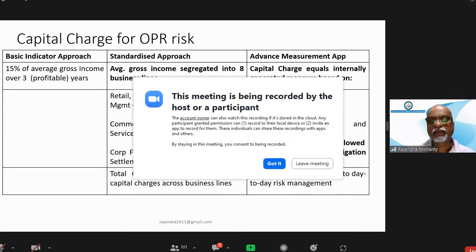Do not worry about this. In the examination, they will provide you the list with these 12%, 15%, 18% also. But for the basic indicator approach, alpha will not be provided. Any doubt?